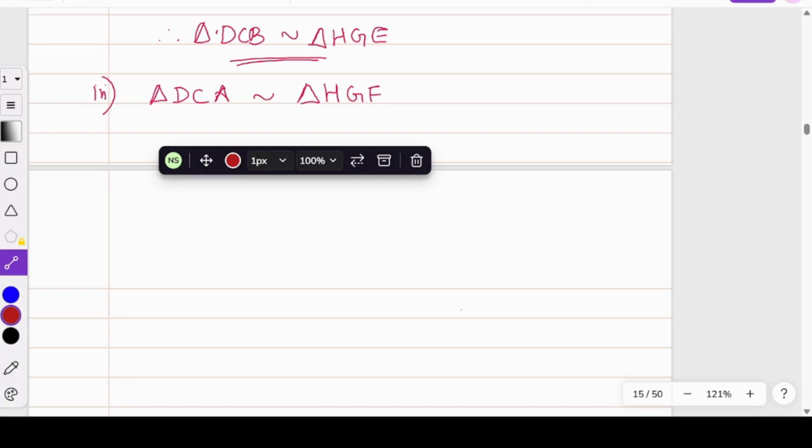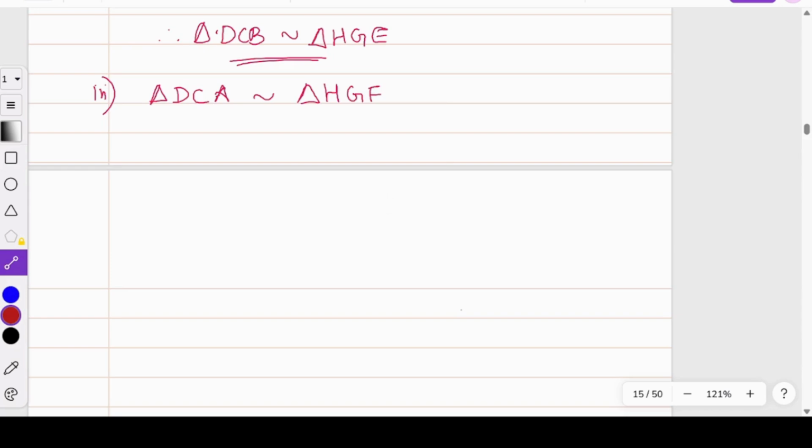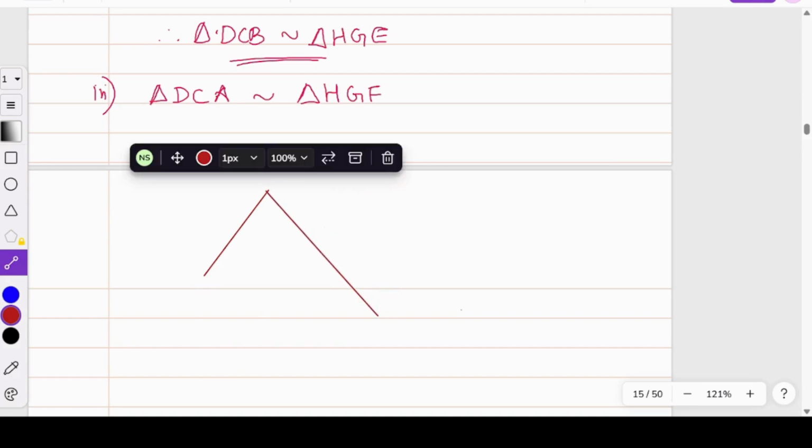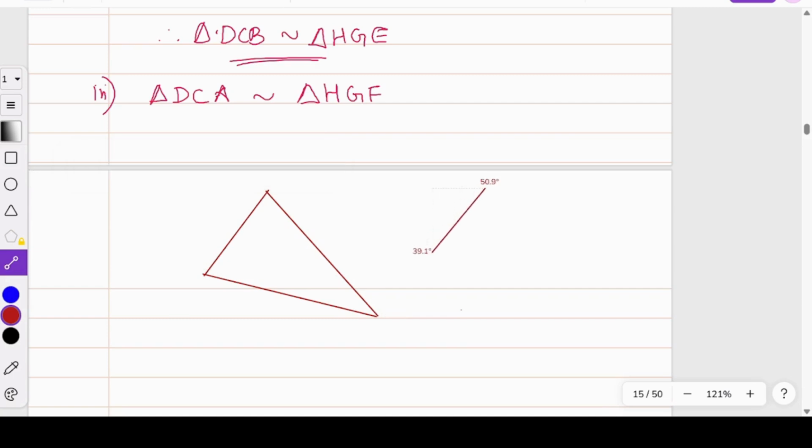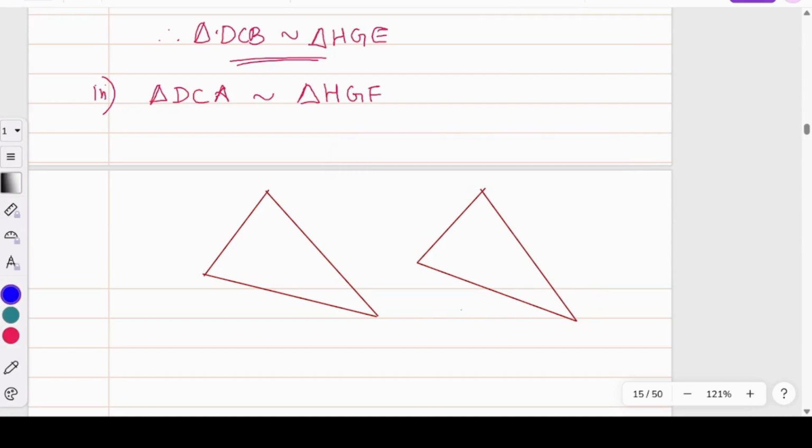Now, let's prove the third one. That is triangle DCA similar to triangle HGF. This one we have to prove now. So, first let me draw that triangle here. Okay, this is D, A, C and this is H, F, G. This is angle 2 and this is angle 4. Okay, so how to prove this one?